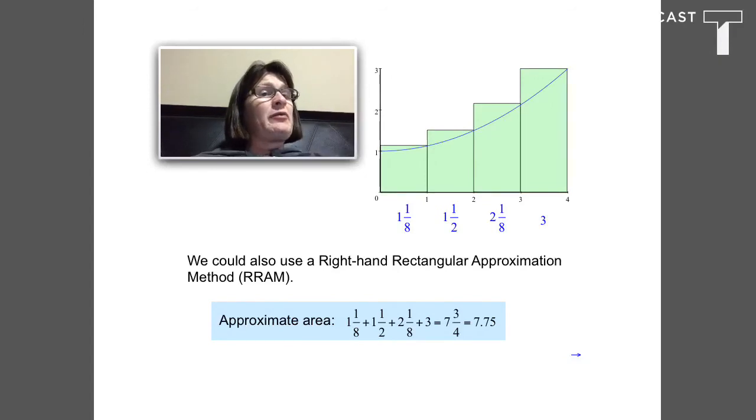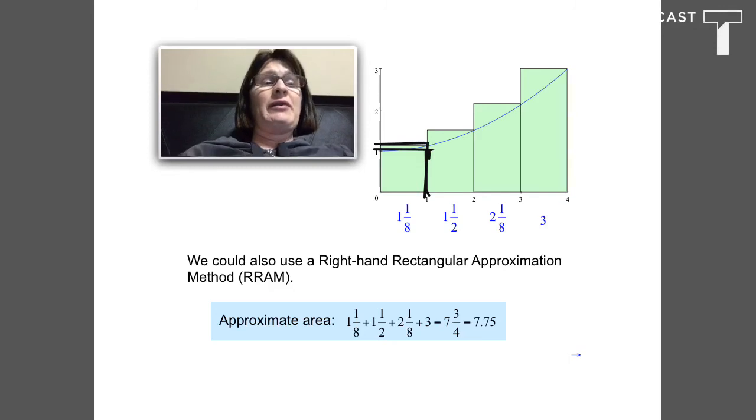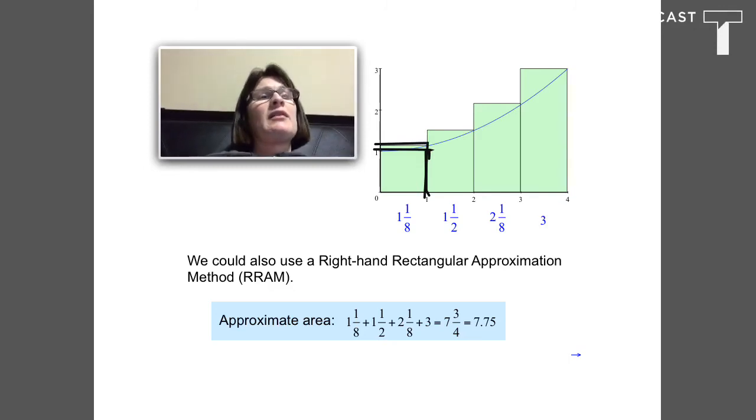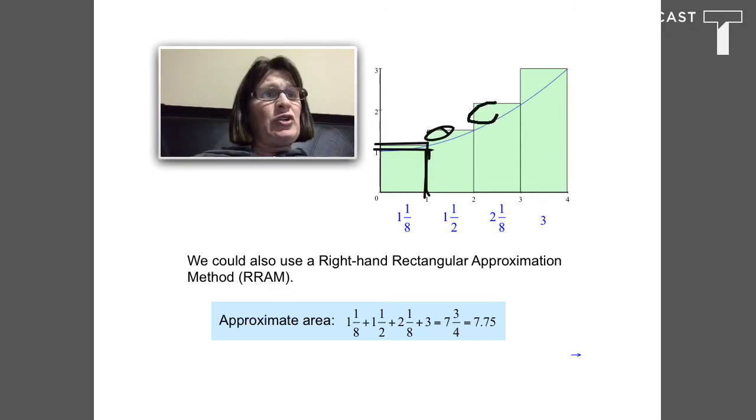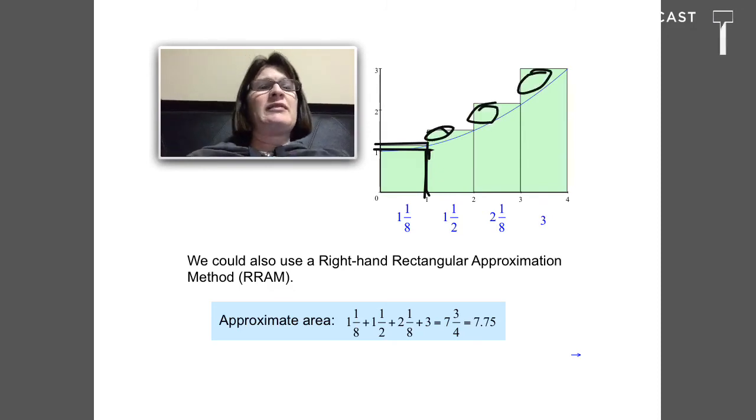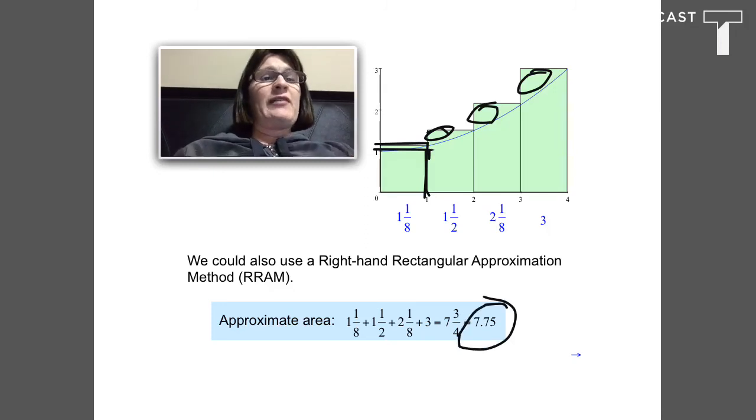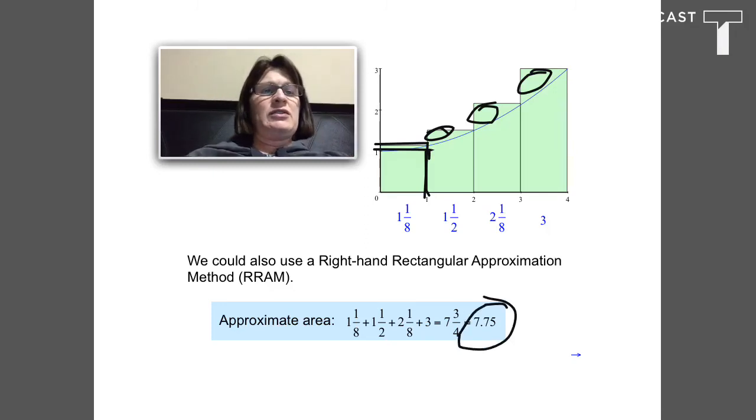Instead, I could have drawn my rectangles so that they touch at the right end of the interval. So here the first rectangle covers from 0 to 1. So 1 is the right-hand side of that interval, and I use the height of the graph when time equals 1 to choose the height of my rectangle. So here I have 4 different rectangles. I can see each one of these is a little bit too big, so I know my answer won't be exact. But if I add up the areas of those 4 rectangles, I get 7.75. Again, an approximation for distance traveled.